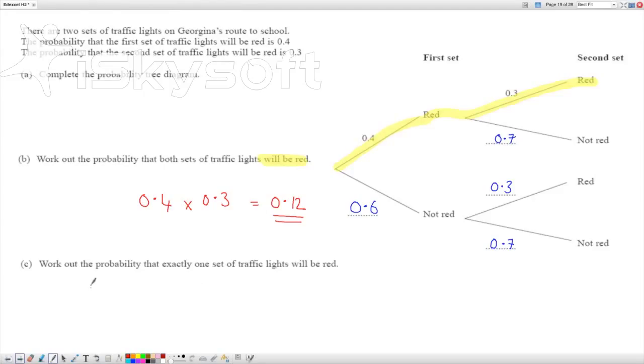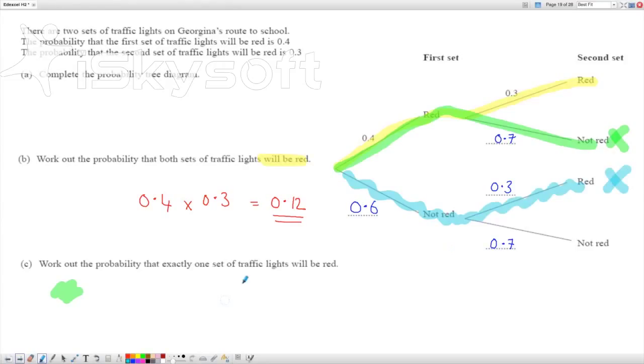We're then asked to work out the probability that exactly one set of the traffic lights will be red. So if one's red, the other one's not. Now there are 2 ways that this could happen. We could get red to start with and then not red. That would be our first one. We'll work out the probability of that in a minute. Secondly, we could get not red first, then get the red. That would still be one way of getting exactly one red. So let's work out the probability of each one of those.